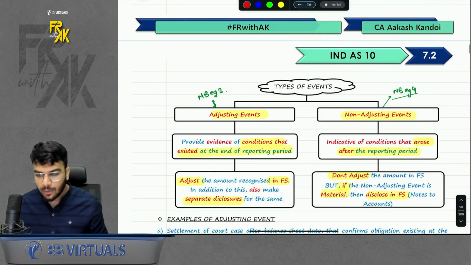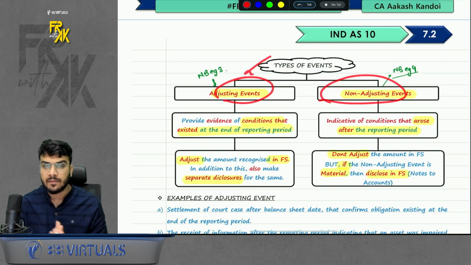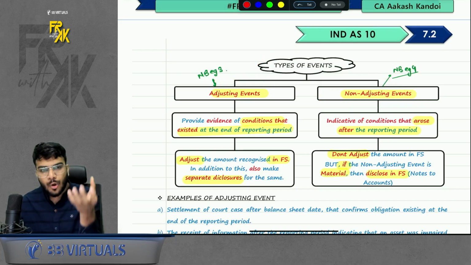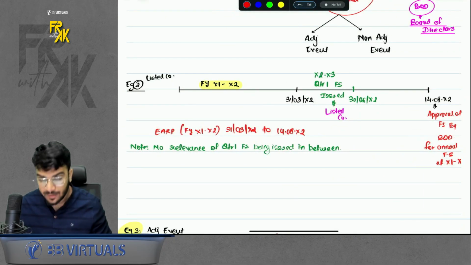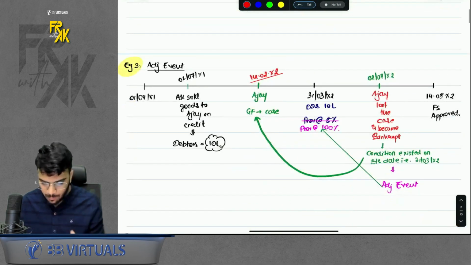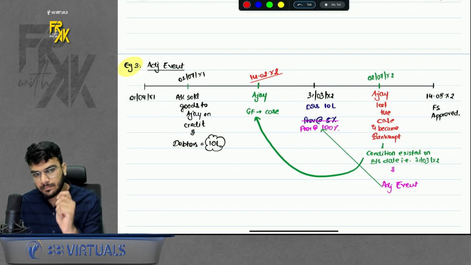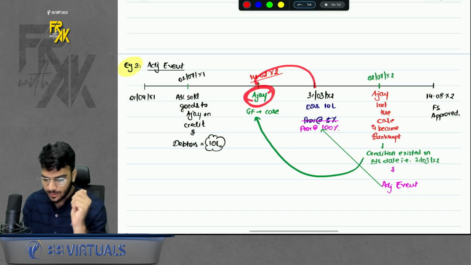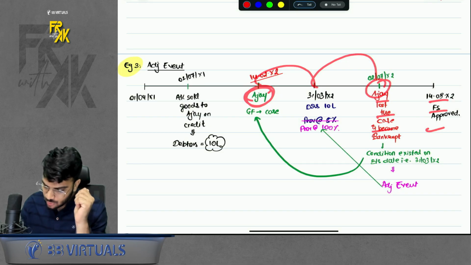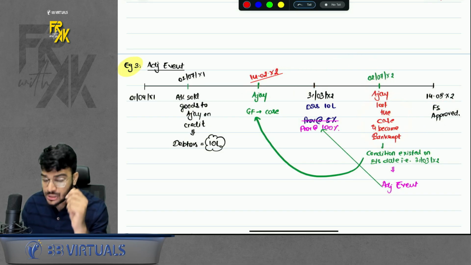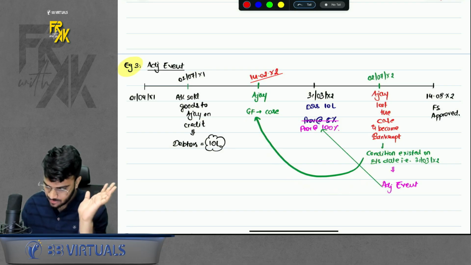Anyways, there are two types of events: adjusting events and non-adjusting events. What is the meaning of an adjusting event? It basically means that something already existed on the balance sheet date and after year end you got some additional evidence. For example, I made a sale to my debtor. Someone filed a case against my debtor before year end, and after year end my debtor lost the case before the FS were approved. This is additional evidence of a condition which existed on the balance sheet date, so it is an adjusting event.